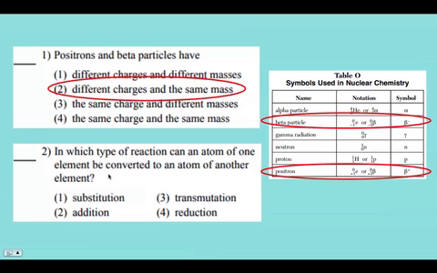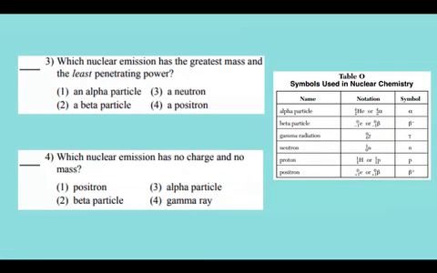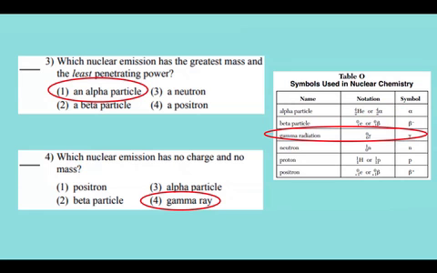And then number 2 here, which type of reaction can an atom of one element be converted to an atom of another element? This is just the definition of transmutation, so creating or converting to a new element. And then on 3, which nuclear emission has the greatest mass and the least penetrating power? That would be alpha particles. The greatest mass of 4, and it also has the weakest penetrating power out of the 4 that we discussed. And then which nuclear emission has no charge and no mass? That's the pure energy one, which is gamma rays.